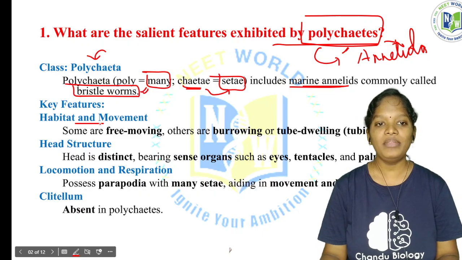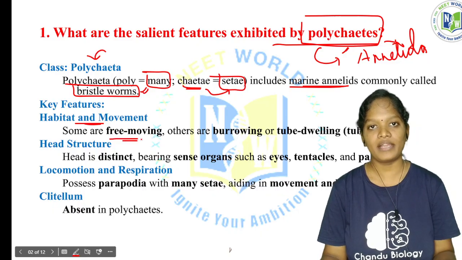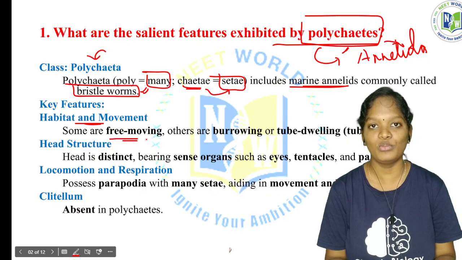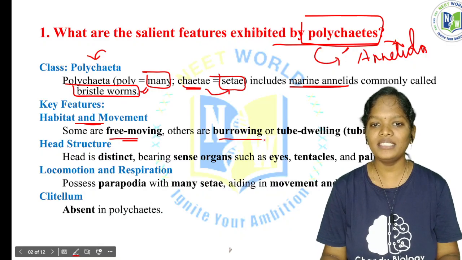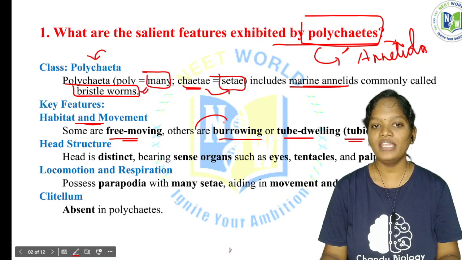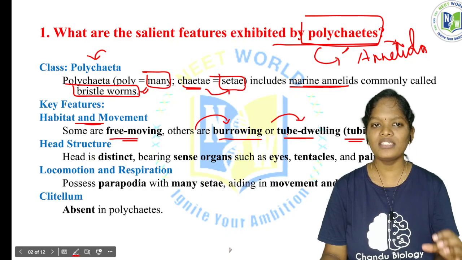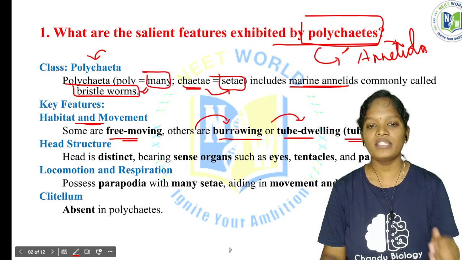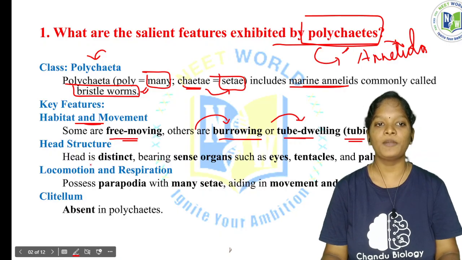Okay, so the habitat and the movement. Some are free moving, which means they are not sedentary. They have the capacity to move freely. Other than these, there are the burrowing and the tube dwelling, or tubicolous, forms. So you should know that some worms placed in the polychaetes can move freely, some others can burrow, and tube dwelling worms can also be seen here.